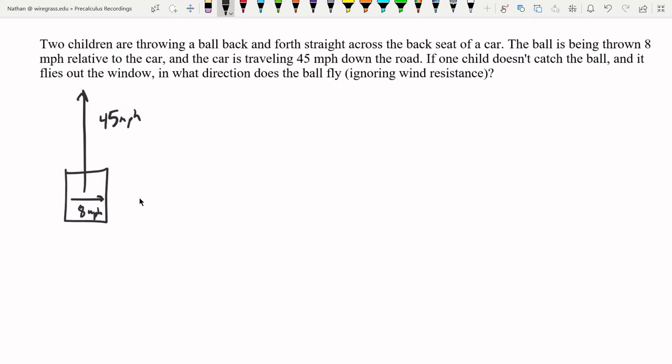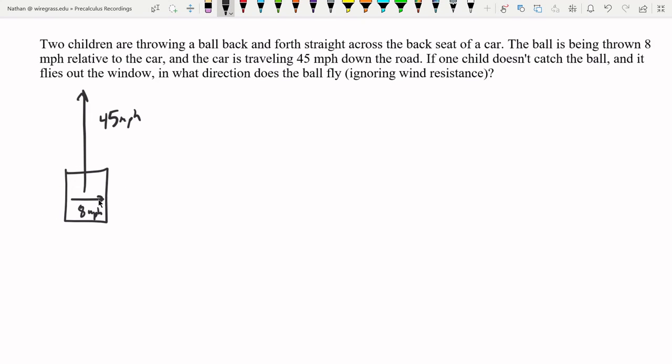Now, if the child does not catch the ball, what direction does the ball fly out of the window at? So this is the opening. Is it going to fly this way? Is it going to fly this way? Is it going to go this way? Going to go more that way, lower that way, more at an angle. What's the direction that we're looking at here?